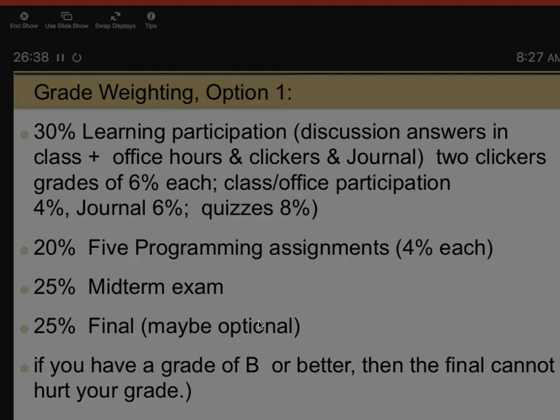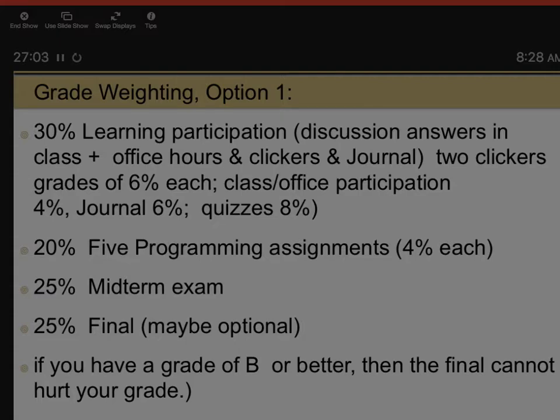Okay, and that's something where, if you have a grade of B or better by the time we reach the final, then your grade on the final cannot hurt you. It can help you. So if you have a B and you take the final, you can get a B plus or an A minus or an A. Right? It's 25%, so probably only from a B you get to a B plus or an A minus, depending on where you are. But you can never go down, which means if you don't show up for the final, you can't go down, so it's optional.